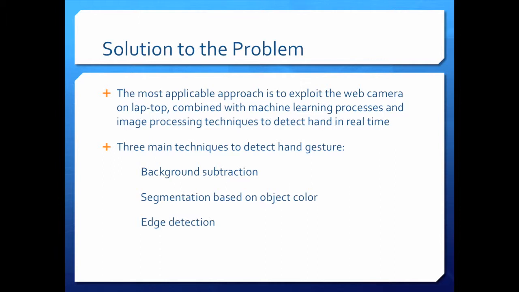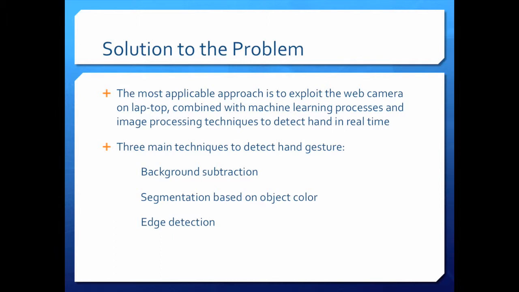The second approach is segmentation based on object color. For this approach, color pixels are detected and extracted. So here we need a threshold for the color to adapt to the color of human skin. The problem for this approach is that if there is some kind of object with color close to skin color, then the result might be inaccurate.